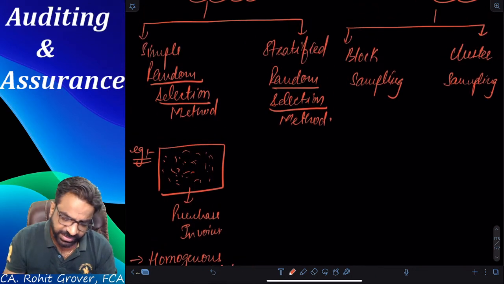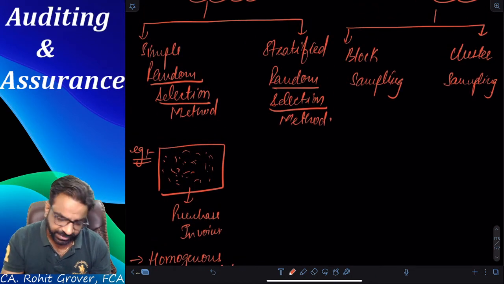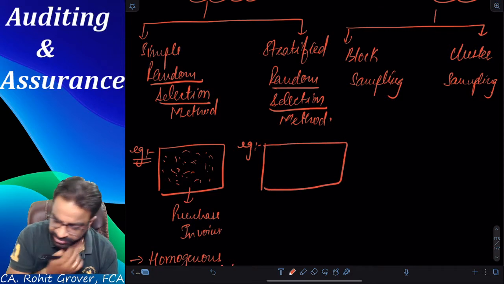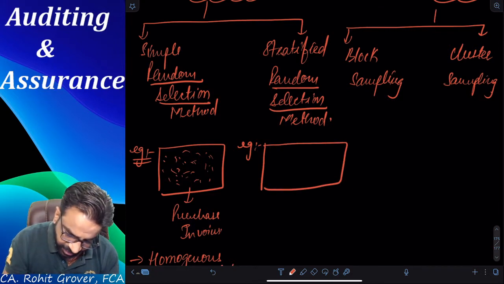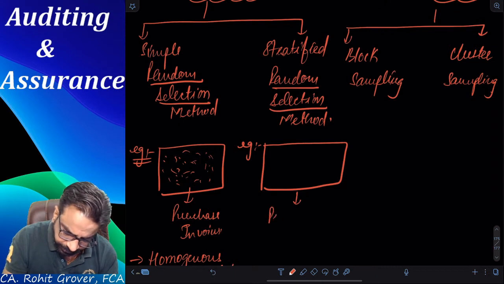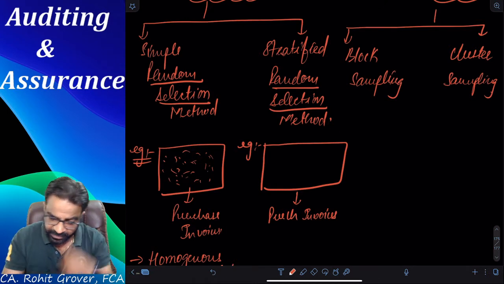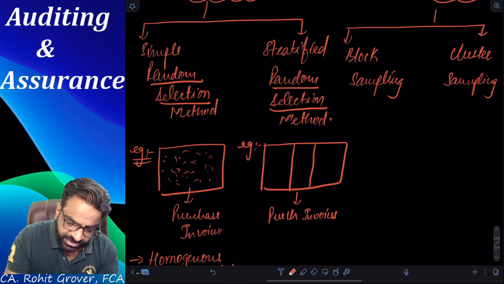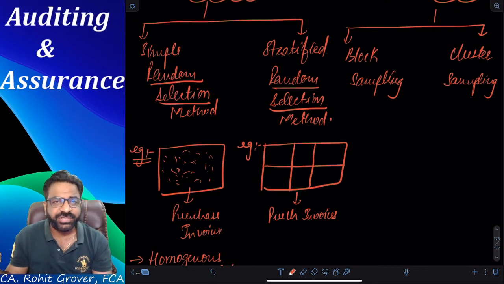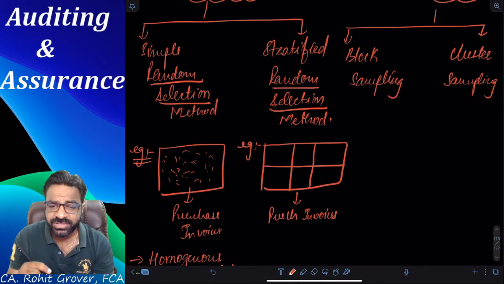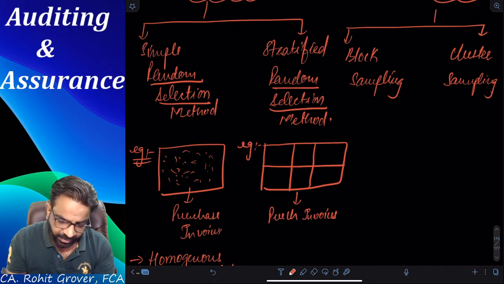Method number two is known as stratified random selection method. Sir, what do you mean by stratified random selection method? Here the example is, suppose there's a heterogeneous population and the same purchase invoices are there. What we are going to do is simply divide the big population into small homogeneous subpopulations, and each small subpopulation is known as what? Strata, right? Yes.